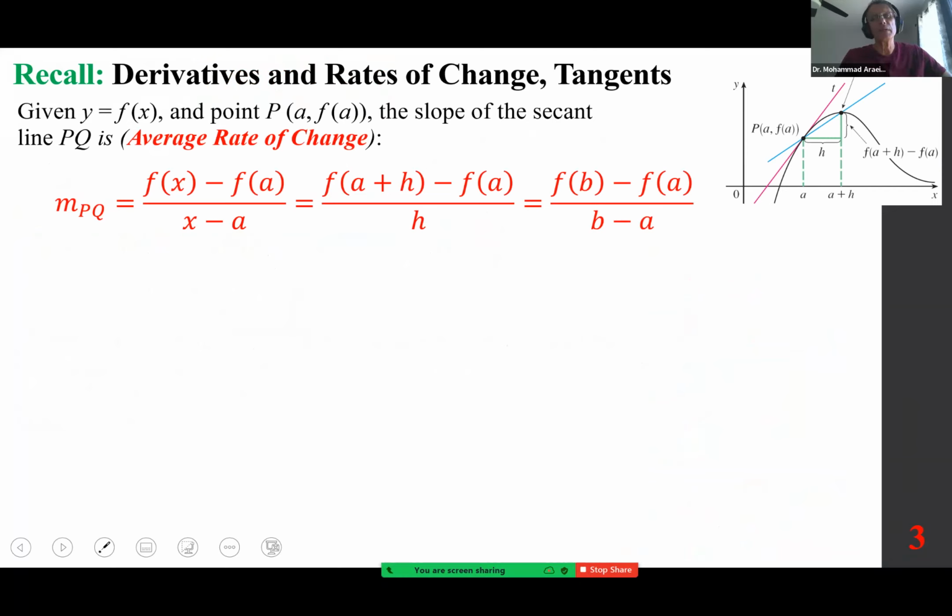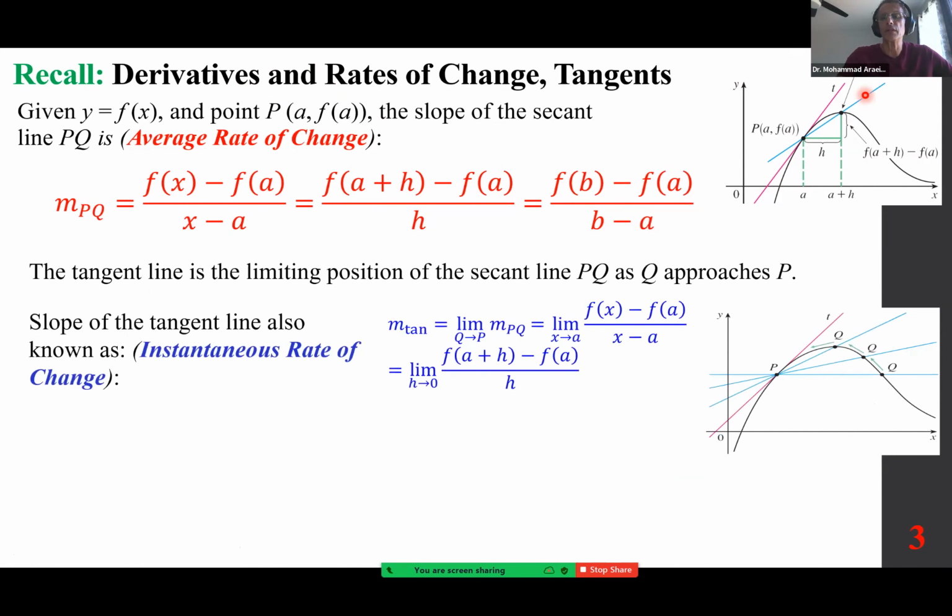First, reminding everybody that when we have two points, rise over run is the slope. In essence, the average rate of change of y with respect to x, or the slope of a secant line, the blue line. If you want to find the slope of the red line, then we take a limit and we let q approach p, x approaches a, h approaches 0, and it becomes the slope of a tangent line.